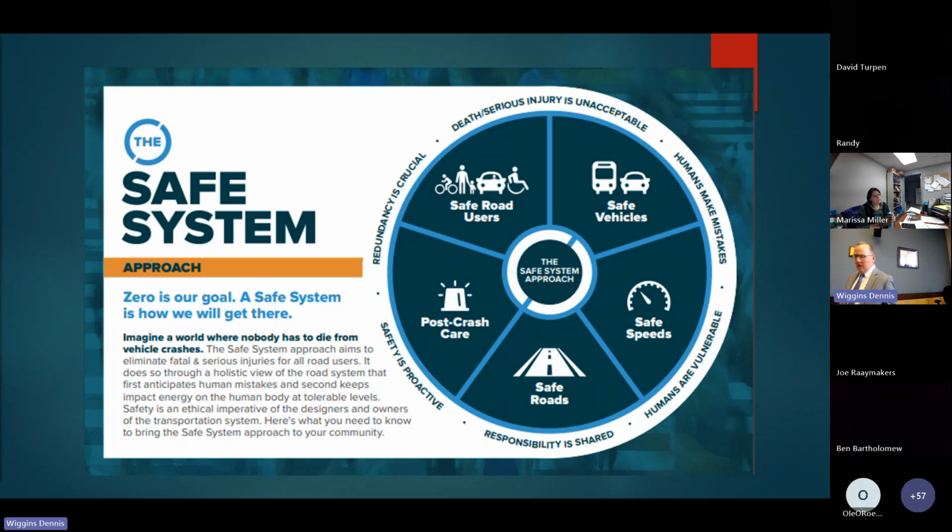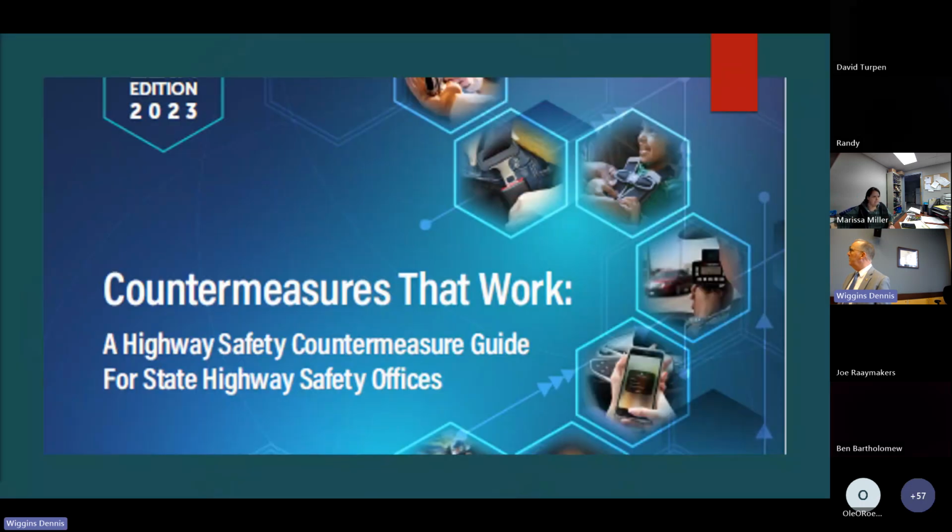And so this is something that's new from the Federal Highway just in the last couple of years, but it really is something that our office and the Iowa Department of Transportation, we're all on the same page here, and we're trying to look at how we can collectively affect traffic safety in Iowa. So we utilize NHTSA's Countermeasures That Work to select our projects, to round out our highway safety plan.